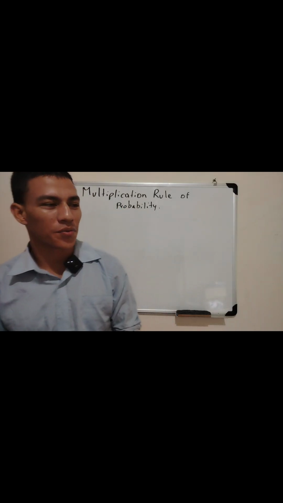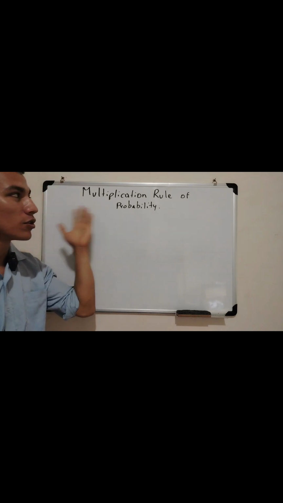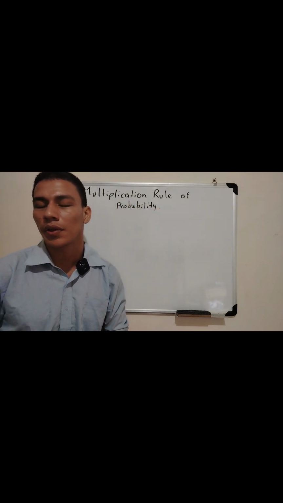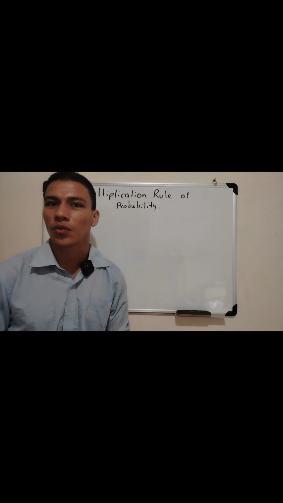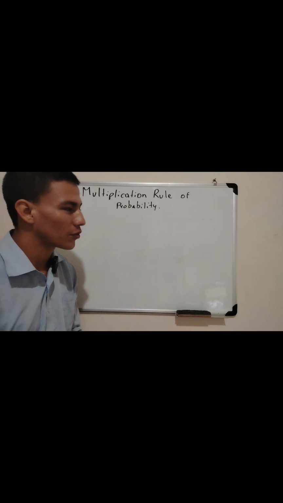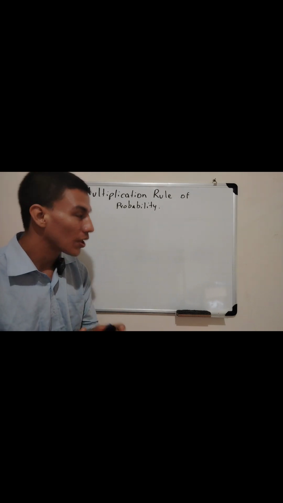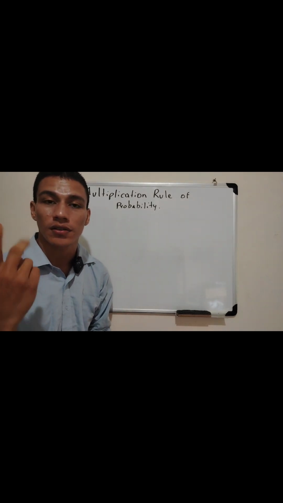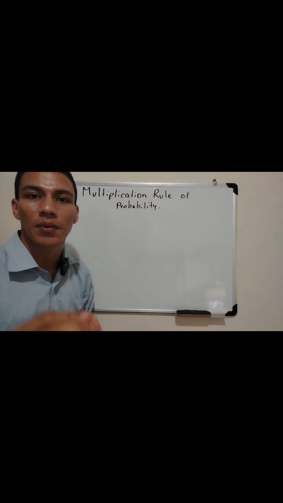Today I want just to share with you this topic, multiplication rule of probability. That's a topic for a statistical topic. I'm doing it in a statistical course, so I want to share with you this topic. That's all. Nothing special. So this topic can be divided into two sets. The first one is independent and the second one is dependent.